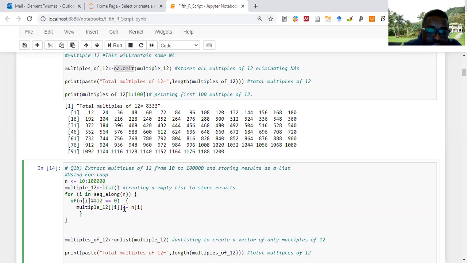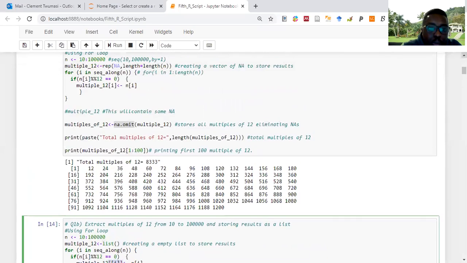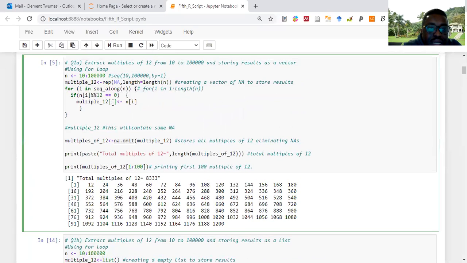Okay, but don't forget the difference is that for the list we use two square brackets to extract, but when you are saving as a vector, we use just a single square bracket to extract. So keep this in mind. Don't forget that here I'm using a single bracket because at the moment n is the vector. Okay, that's the sequence, and I'm saying that once the condition is satisfied, then it should save the number at the ith position.